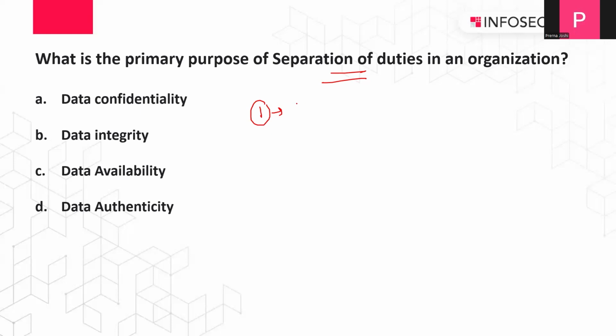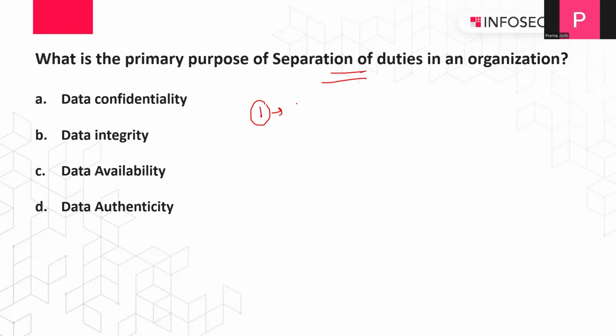Okay, why do we do separation of duty? We do this just to reduce fraud, risk of error, or unauthorized action that an individual person can do. So when the duty is divided among multiple people, these things will be decreased. Okay, so why are we using it?